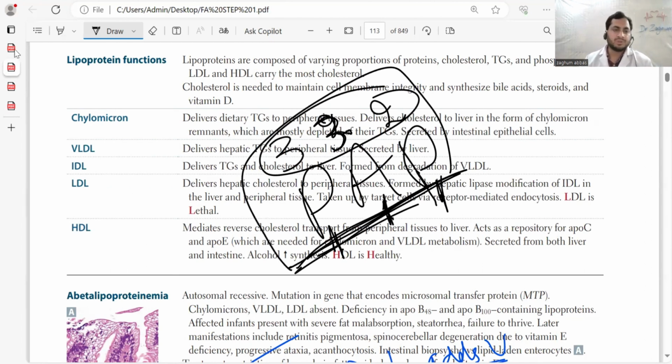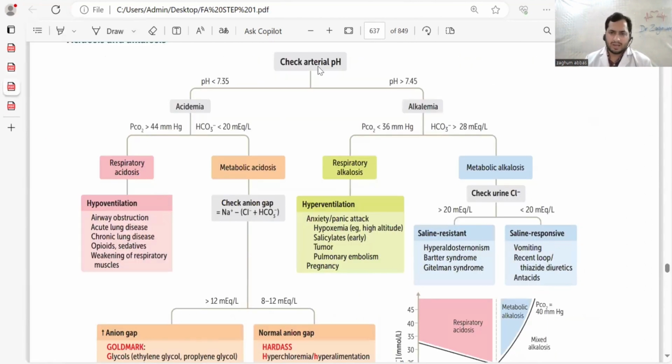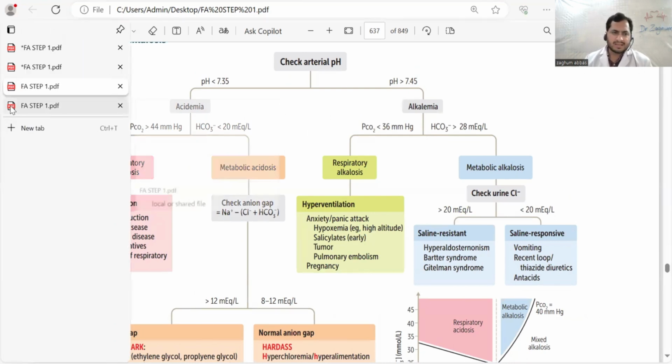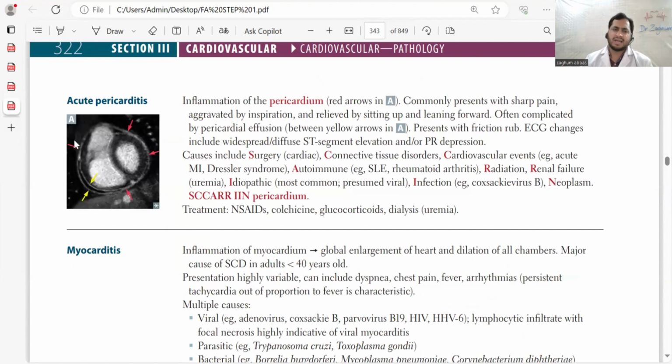So that's all about hypertriglyceridemia. Next topic: I want to cover this topic, but we can't cover it in 8 minutes. Let me cover acute pericarditis. Then I will send another link to cover acid-base disorder. If you are weak in that topic, please join the lecture because that topic is high yield.